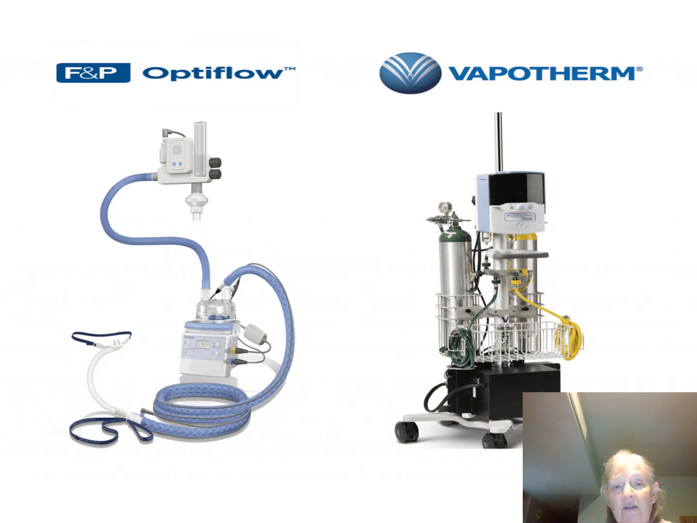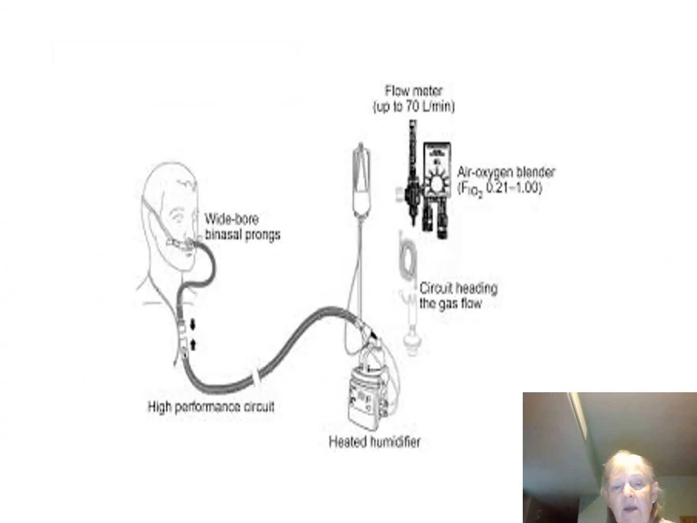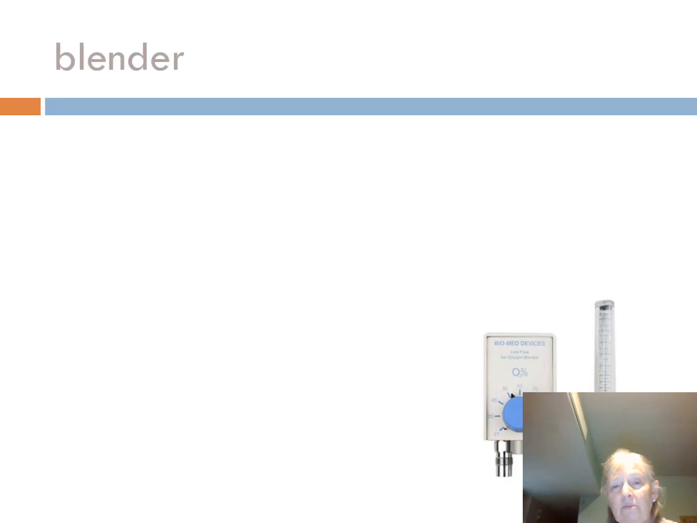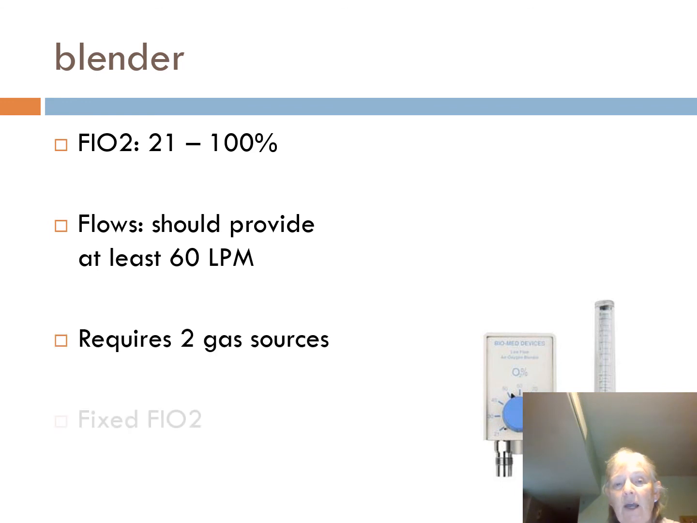And here's two pictures of them. Here's the Fisher-Paykel, and there's the Vapotherm. Okay, and that's how it could be set up. And this one is actually hooked up to a blender. Okay, remember your blender is your proportioning valve. Okay, requires 2 gas sources. Should be able to provide anywhere around 60 liters per minute. FiO2 is 21 to 100%, and it actually can meet the needs of the patient. And there's 2 blenders here on the picture here.